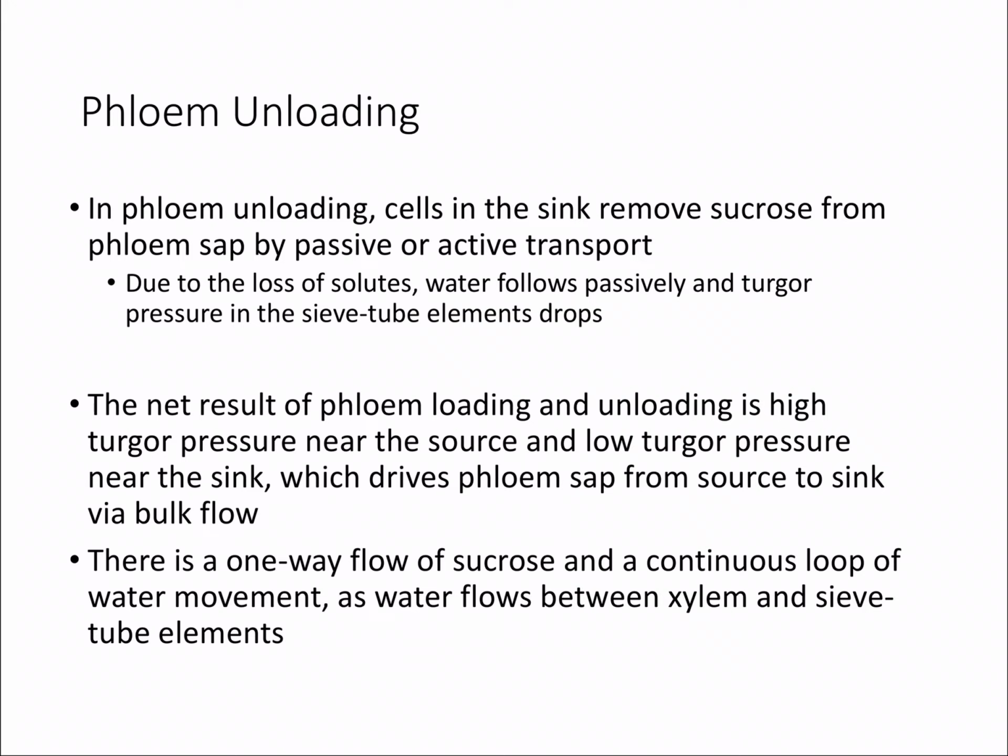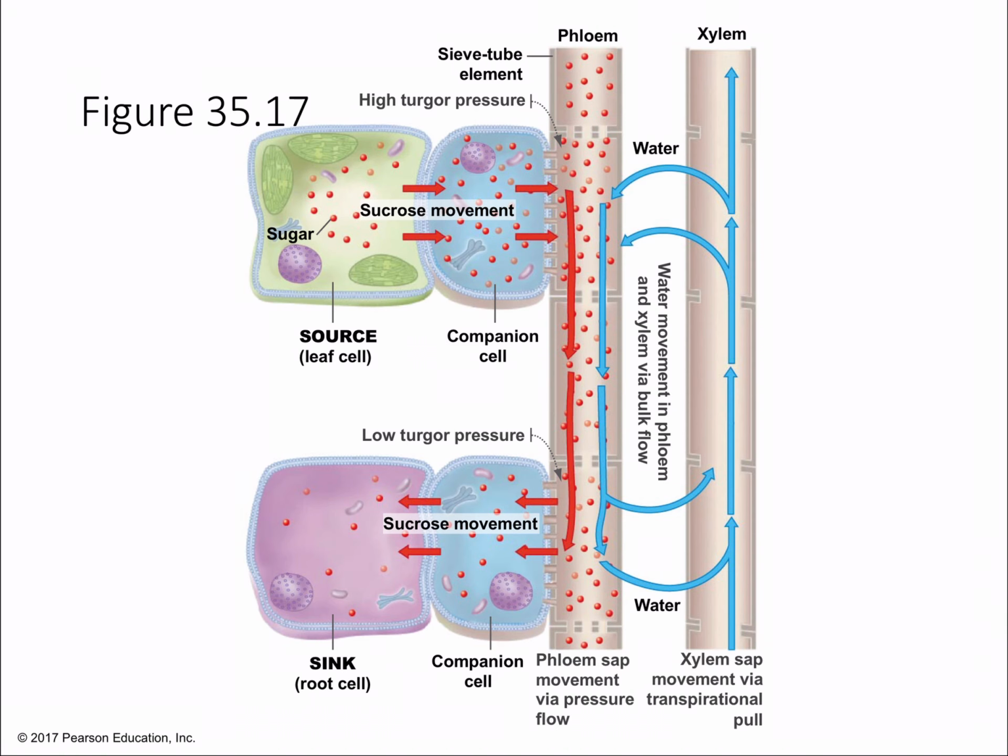The net result of phloem loading and unloading is high turgor pressure near the source and low turgor pressure near the sink, which is going to drive that phloem sap from the source to the sink via bulk flow. Bulk flow is just the movement of everything all together. There's a one-way flow of sucrose and a continuous loop of water movement as water flows between xylem and these sieve tube elements. All right, so again, here's a better picture.